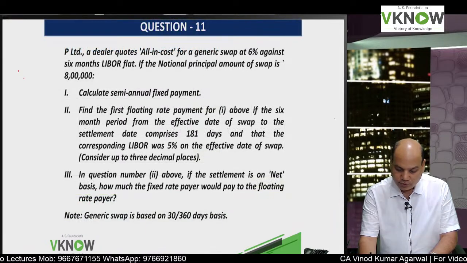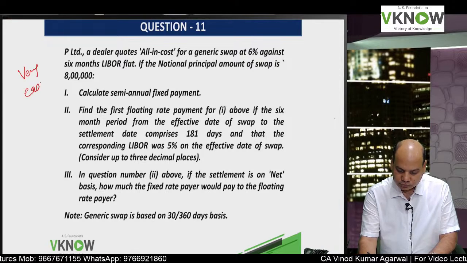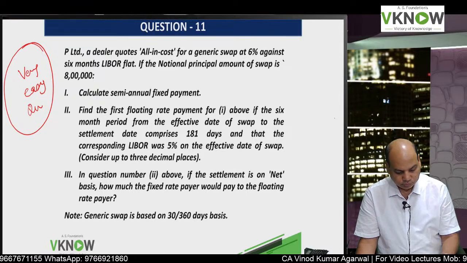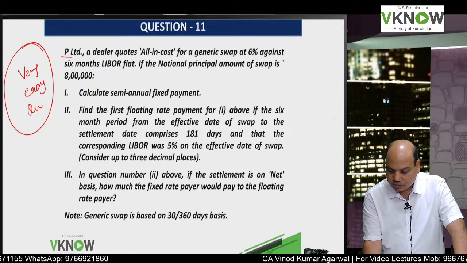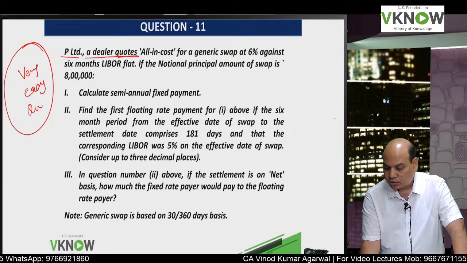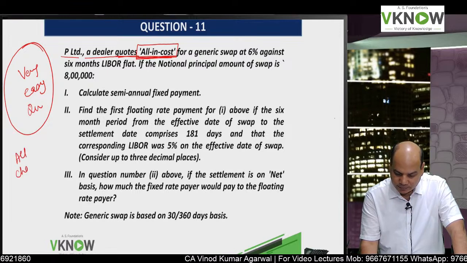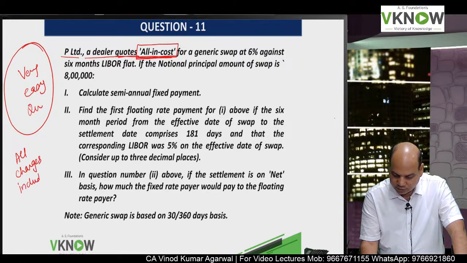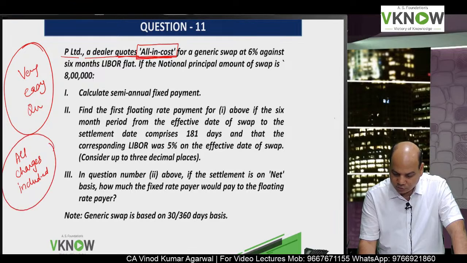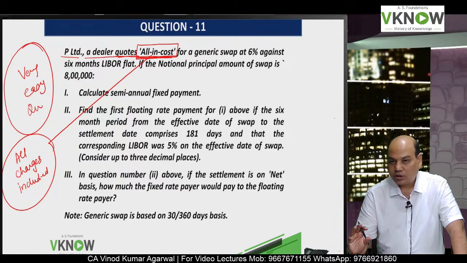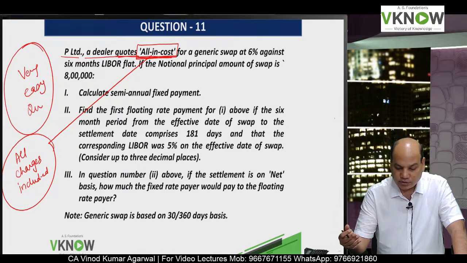Now next, very easy question and repeated in the exam also. Question number 11. P Limited, a dealer, quotes all in cost. All in cost means all charges included: brokerage, commission, administration. All charges included. Nothing will be charged over and above this.